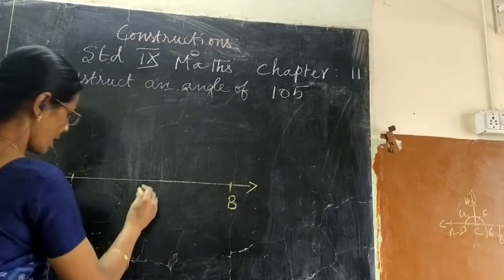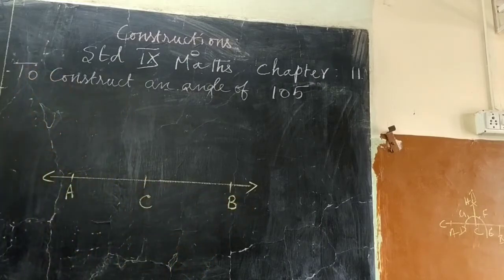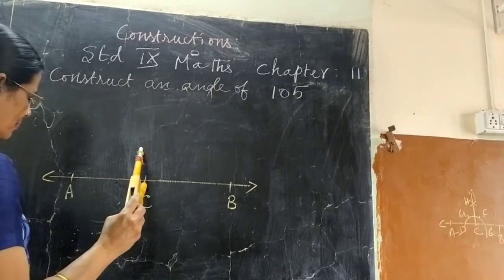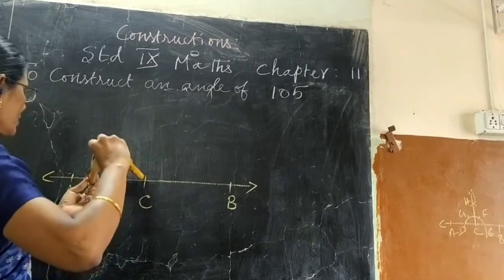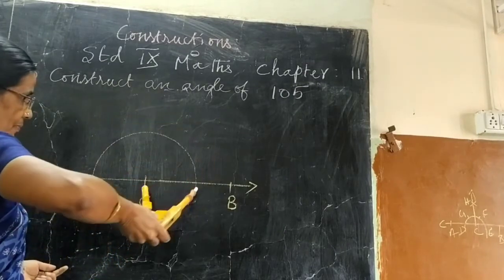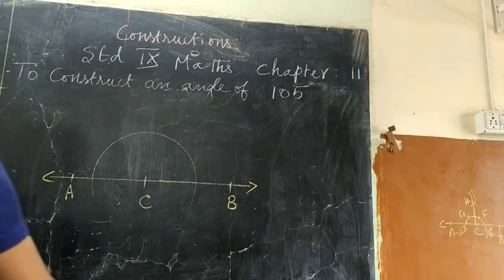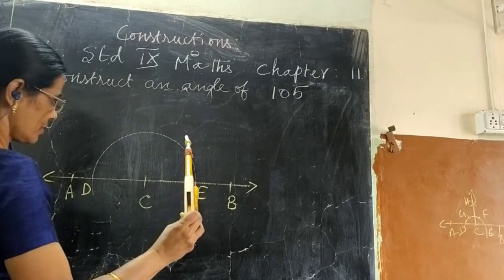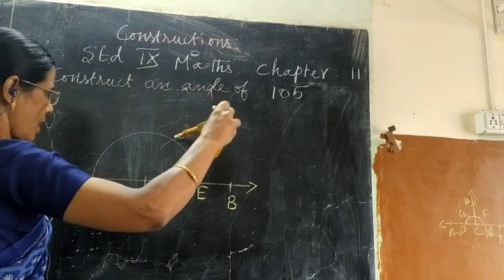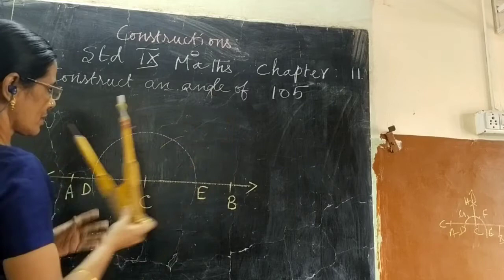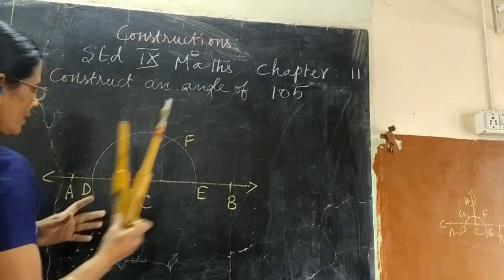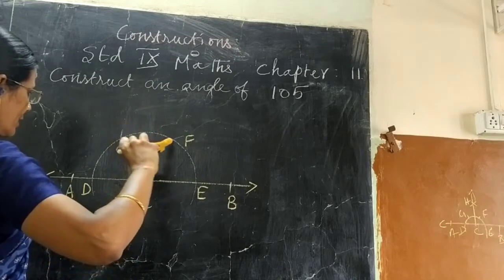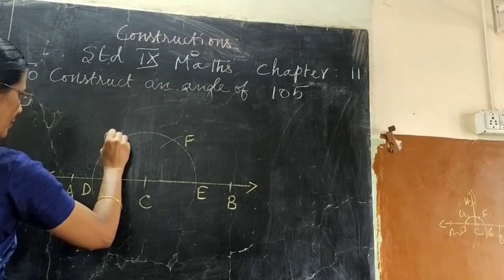So I have drawn line AB. C is a point on line AB. 90 degree construction we have done many times. C center, any convenient radius, draw a semicircle. The points of intersection of the semicircle are D and E. E center with the same radius, draw an arc to intersect the semicircle at the point F. F center with the same radius, draw another arc to intersect the semicircle at the point G.